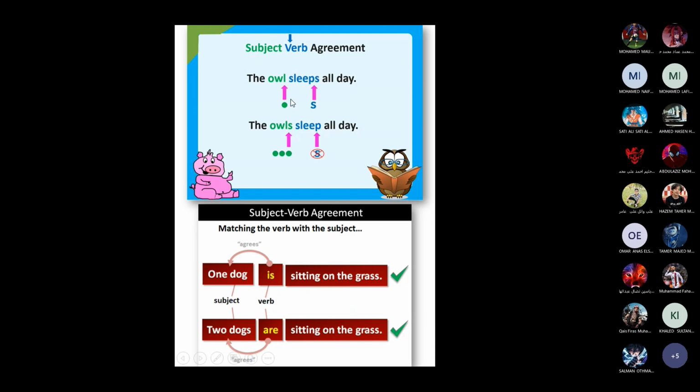Let's see the same examples as before, but now we have something different. The owl sleeps. As you see the S, we discussed this point, and as I told you, any verb that ends in S, its subject is singular. All day. The owls, see that? The owls sleep. The verb here is without S. That means when you get the S in one of the two important words in the sentence, the subject or the verb, the other must be without. It means if the subject has S, the verb will be without. Same as this example, the owls sleep.